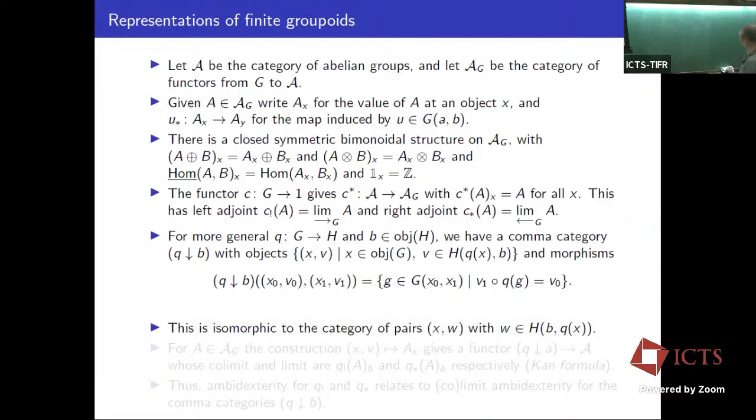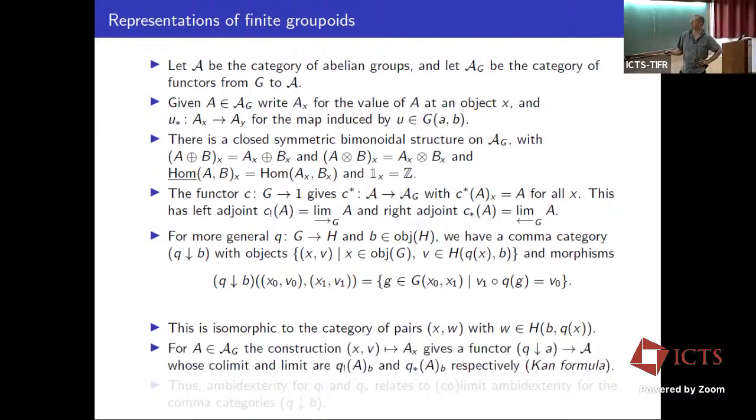And notice here we're working with groupoids, so this is necessarily an isomorphism. So I could turn it around. If we were working with general categories, then you'd have to distinguish between a left comma category and a right comma category, depending on whether your morphism is going from Q or into Q. But because we're working with groupoids, we don't have to bother. So there's a very similar category of pairs where you've got a pair X, W, and now your W is a morphism the other way from B to QX. But it doesn't matter. These two categories are isomorphic.